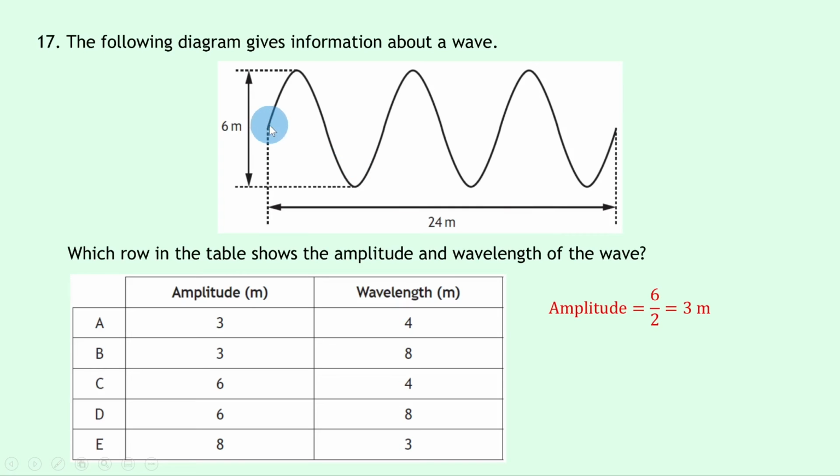So starting off here, going all the way up, all the way down and back to the start, I have 1 wave, 2 waves, and 3 waves there. So I've got 3 waves in 24 meters. So for 1 wavelength, the distance of 1 wave, that's going to be 24 divided by 3, which gives me 8 meters. So I've got 3 and 8, which is the answer B here.